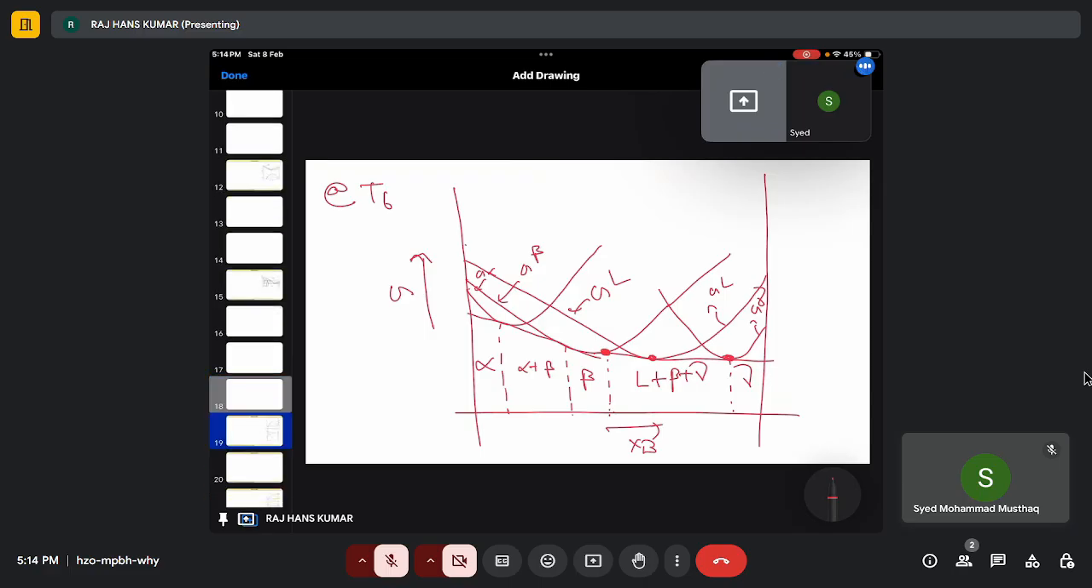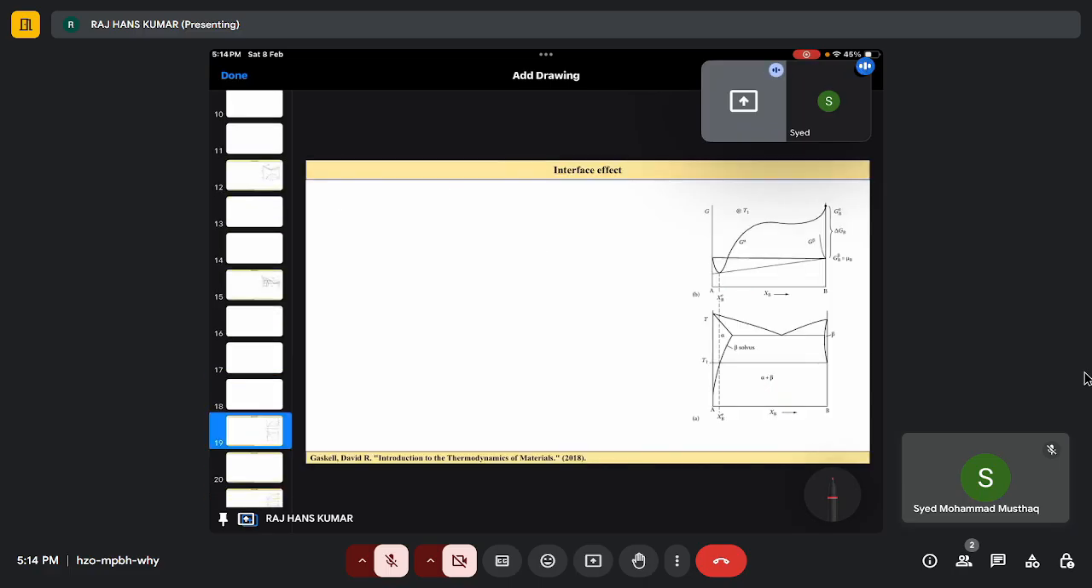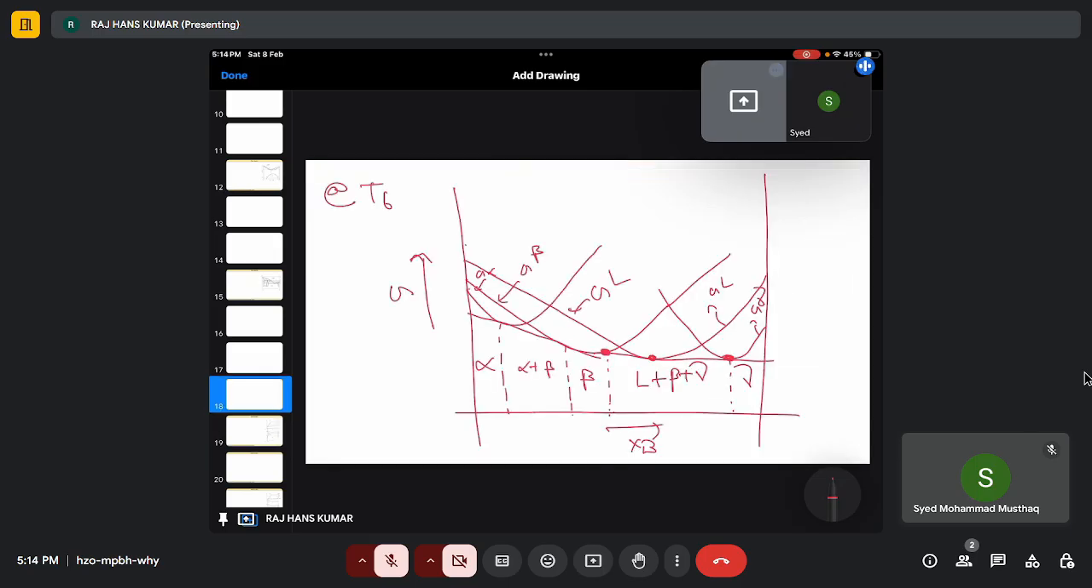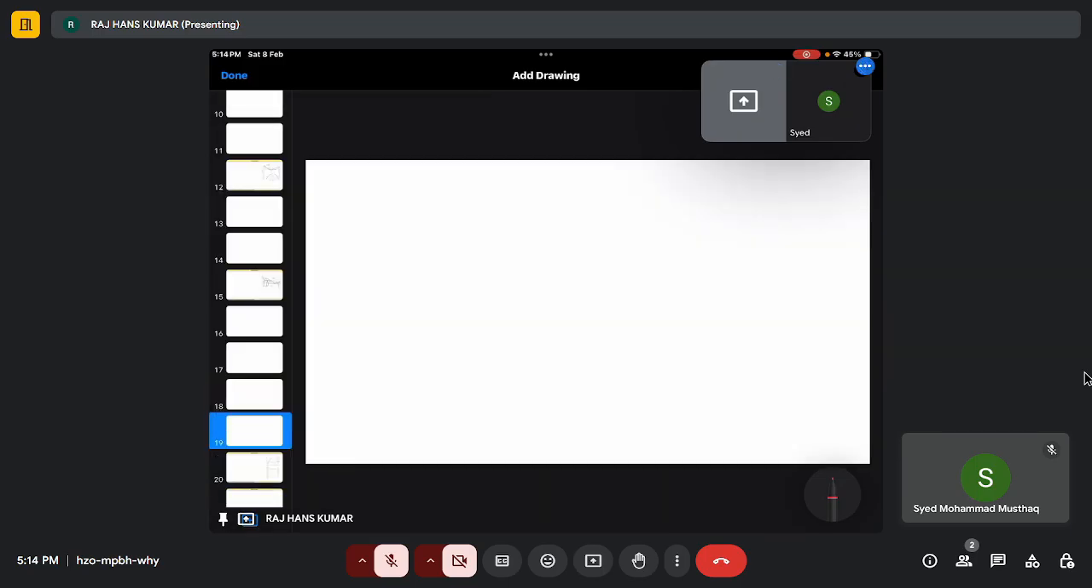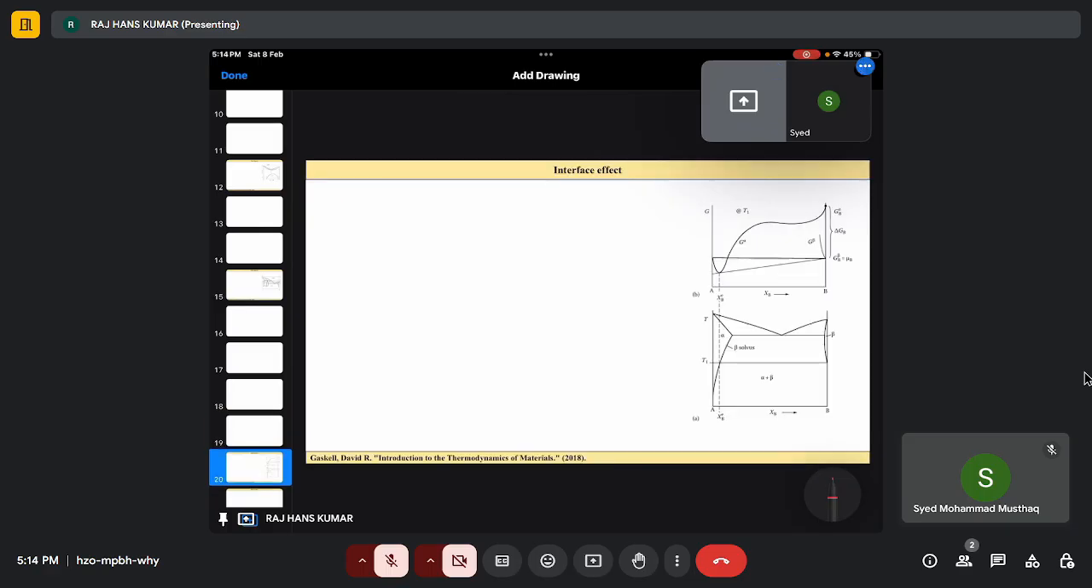That's all about the phase diagrams. Okay, so coming to the interface elements. Now, what do I mean? No, it's not like interface, right? Okay. Let's start a different topic.